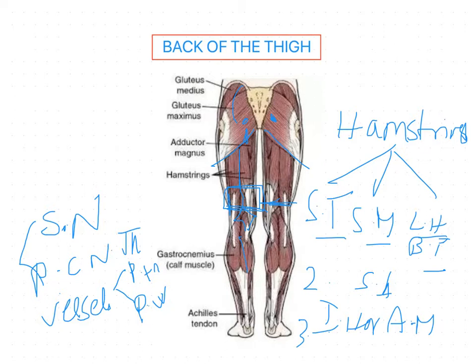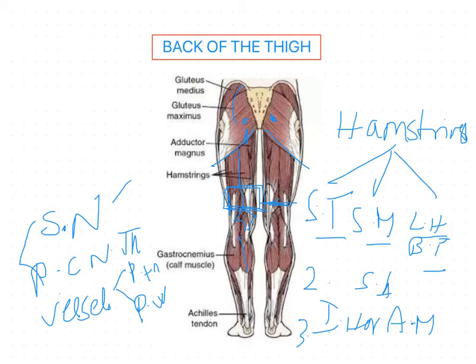And the next muscle is the ischial head of adductor magnus. And if you see the nerves, sciatic nerve and posterior cutaneous nerve of thigh. And if you see the vessels, profunda femoris artery, branches of profunda femoris artery and profunda vein. So this sciatic nerve and posterior cutaneous nerve of thigh originate from the sacral plexus.